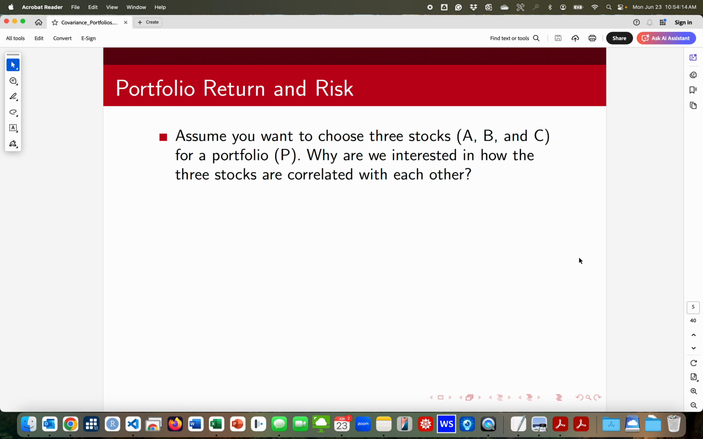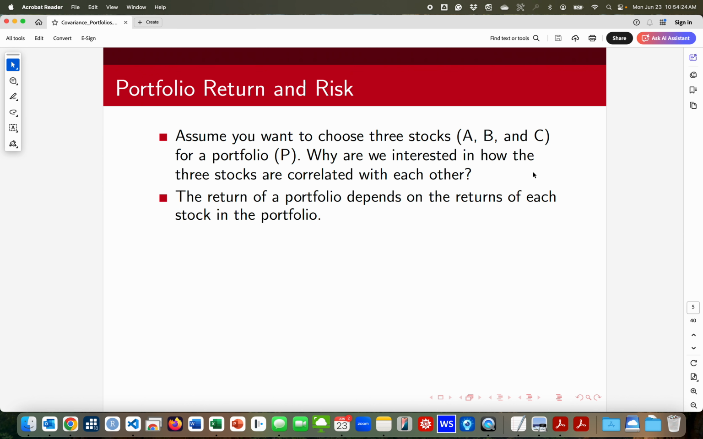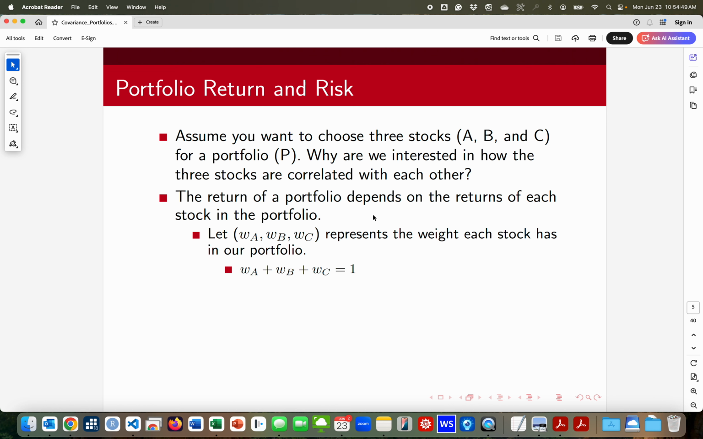So now we want to apply this to a portfolio. If we have a portfolio of 3 stocks, A, B, and C, we need to think about how they're correlated with each other. And here's why we need to think about it. The return simply depends on the returns of the individual stocks. So if we have WA, WB, WC, these are the weights each stock has in the portfolio. Let's say we have an equally weighted 3-stock portfolio. This would be 1/3, 1/3, 1/3. They have to add up to 1.